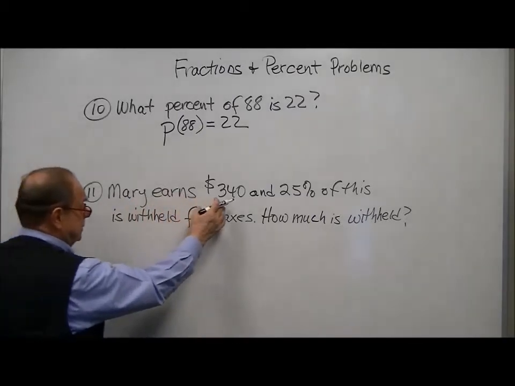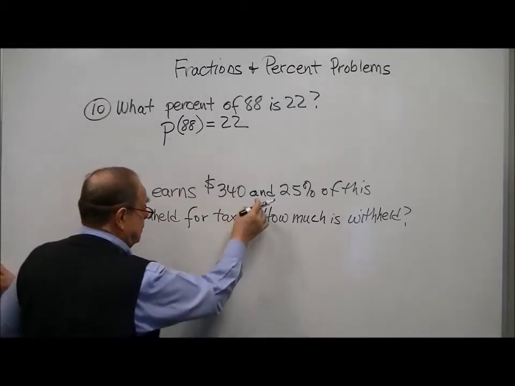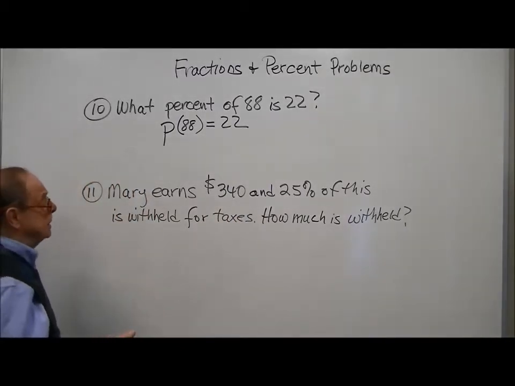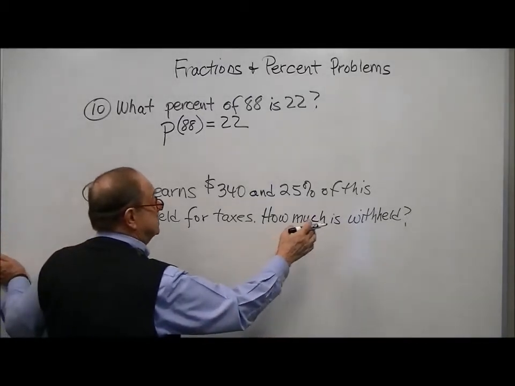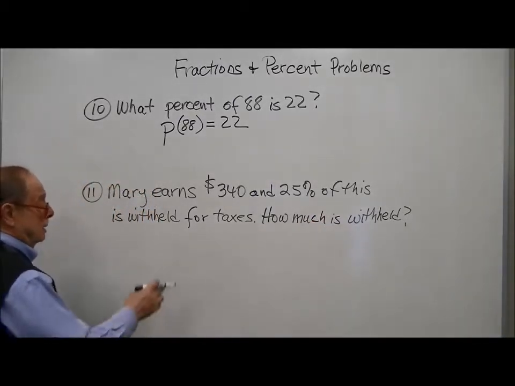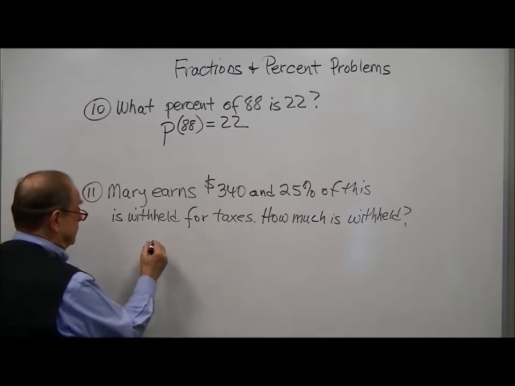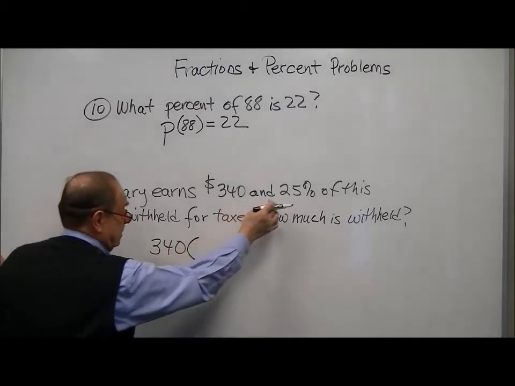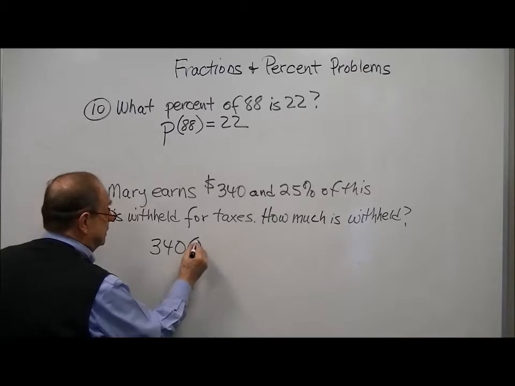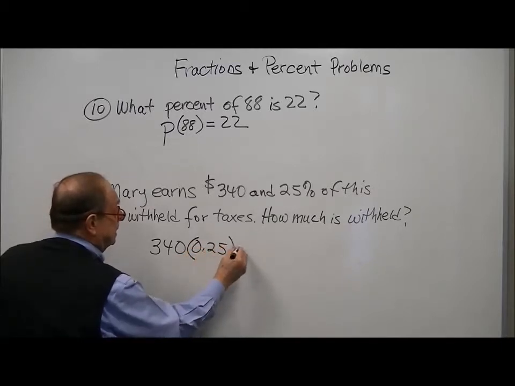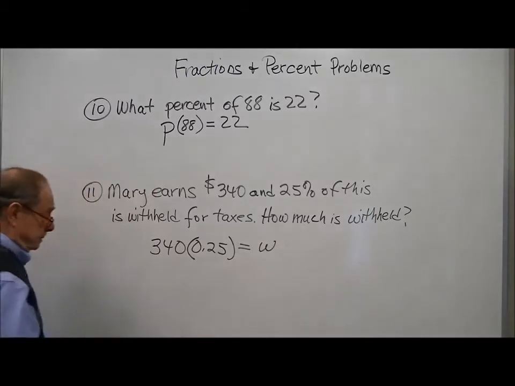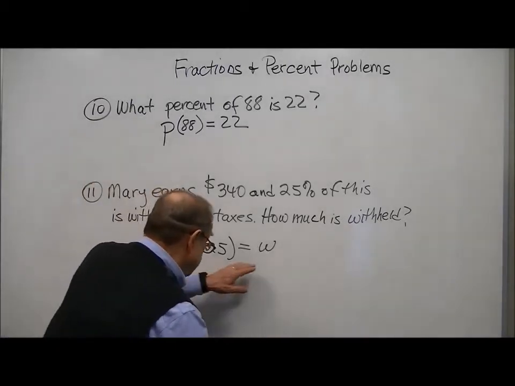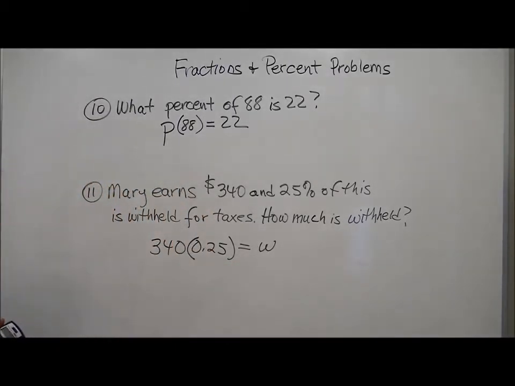Here, Mary earns $340 a week, and 25% of this is withheld for taxes and Social Security and other things. So how much is withheld? Well, this is straightforward. So 340 times 25%, you could have put it in the front, or here is okay, is the amount withheld. So again, these are simple, but the idea of setting it up in an equation, I think, is very useful.